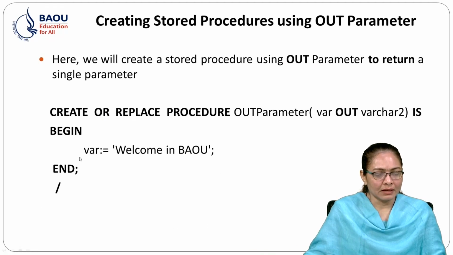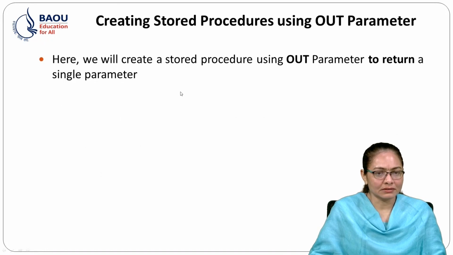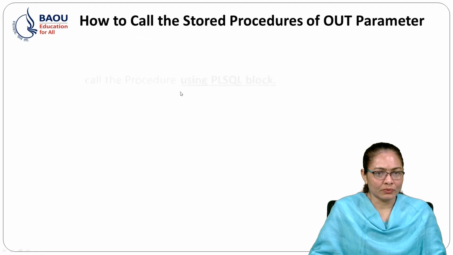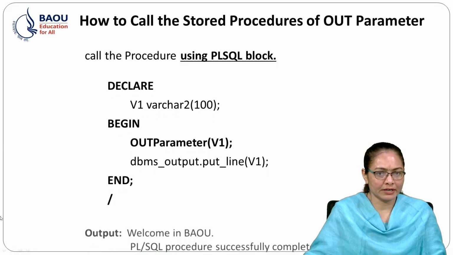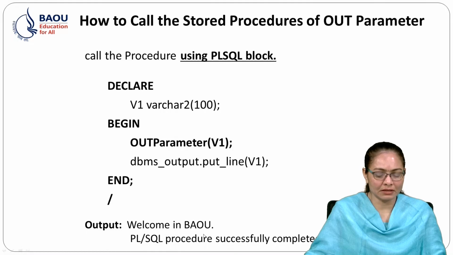here in the where variable, where is defined as an OUT parameter mode. So welcome in BAOU is passed or it is sent to the variable v1. So it will display welcome in BAOU.